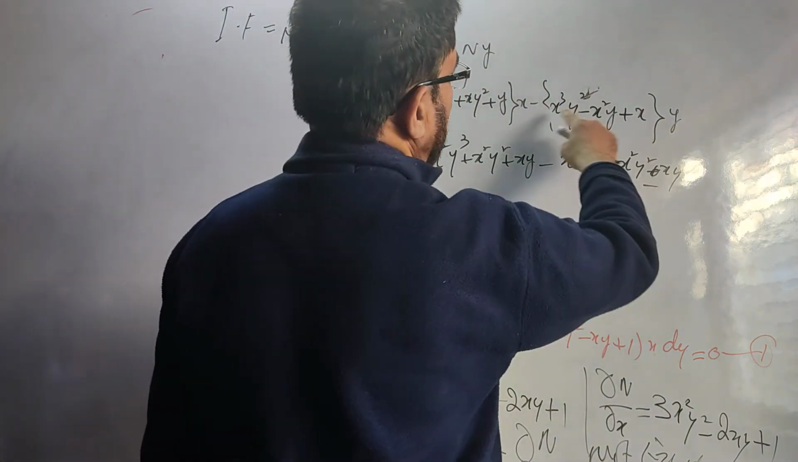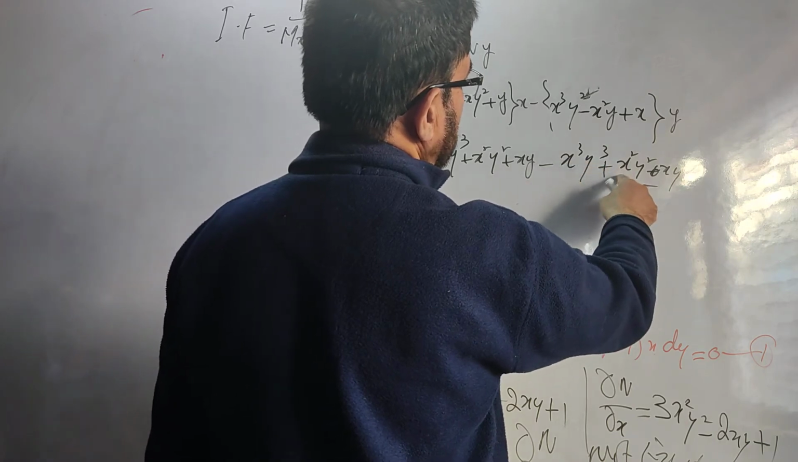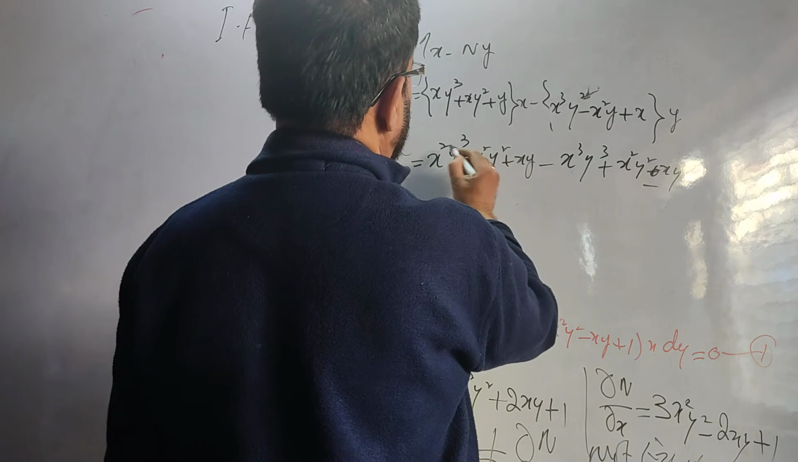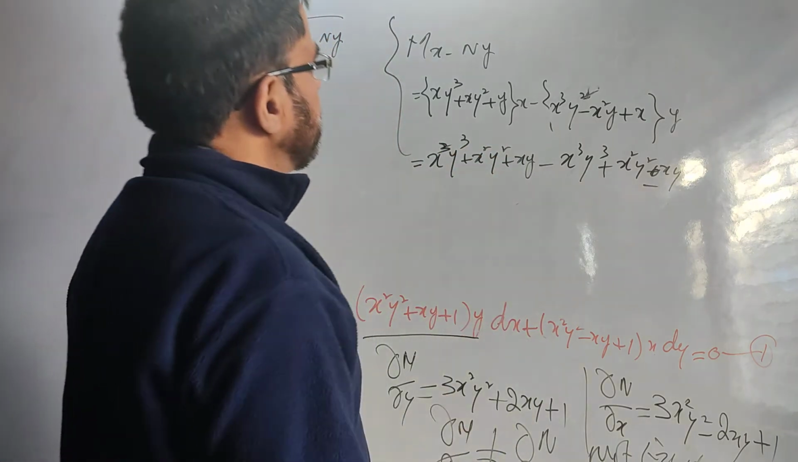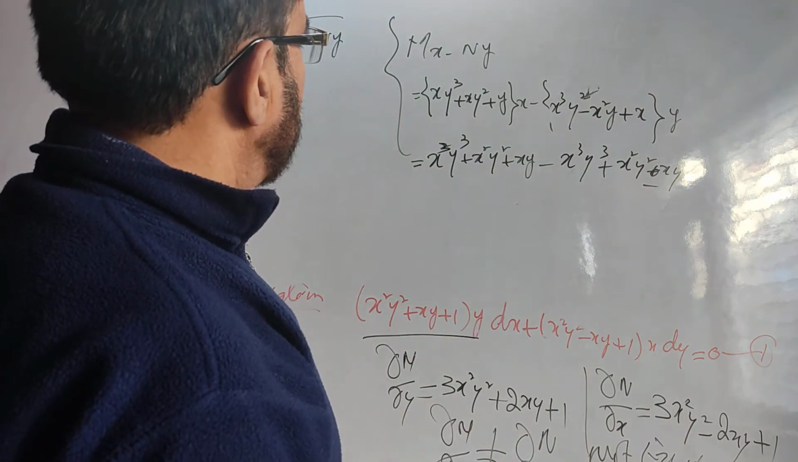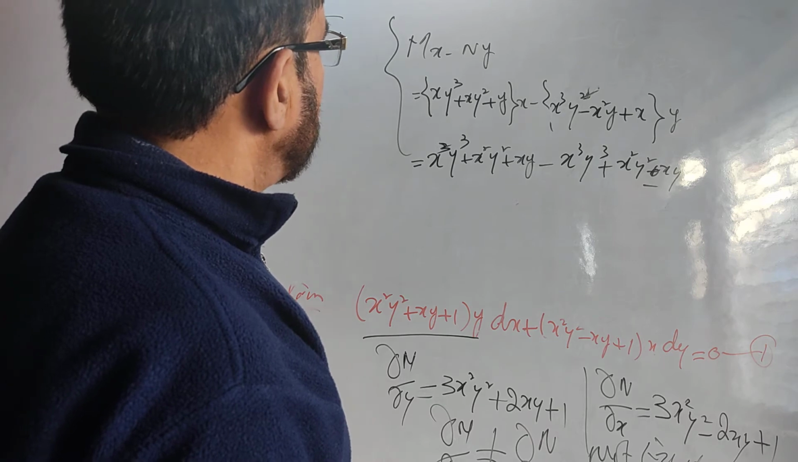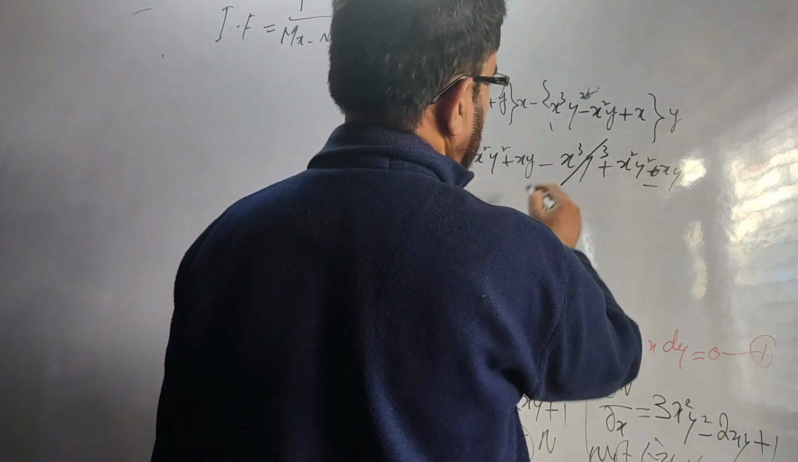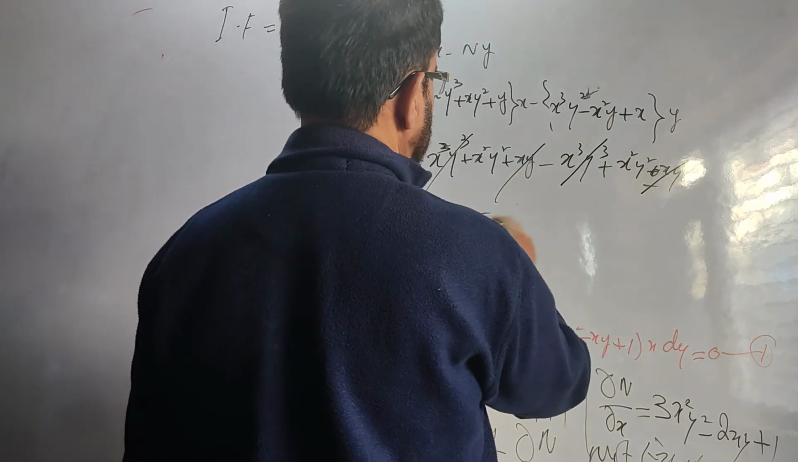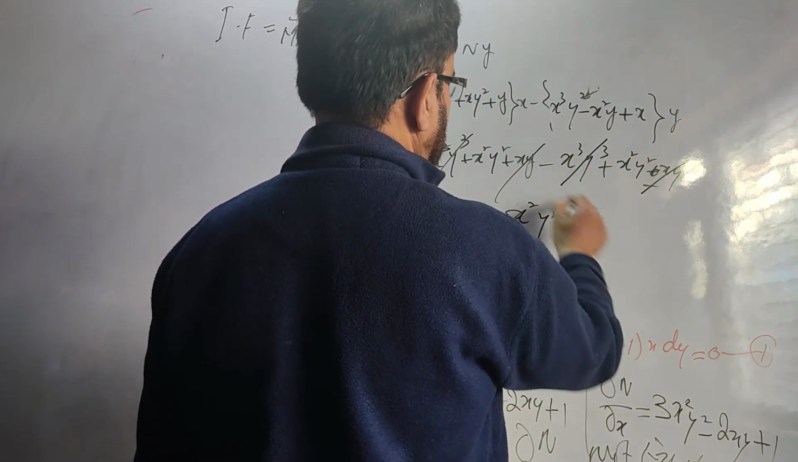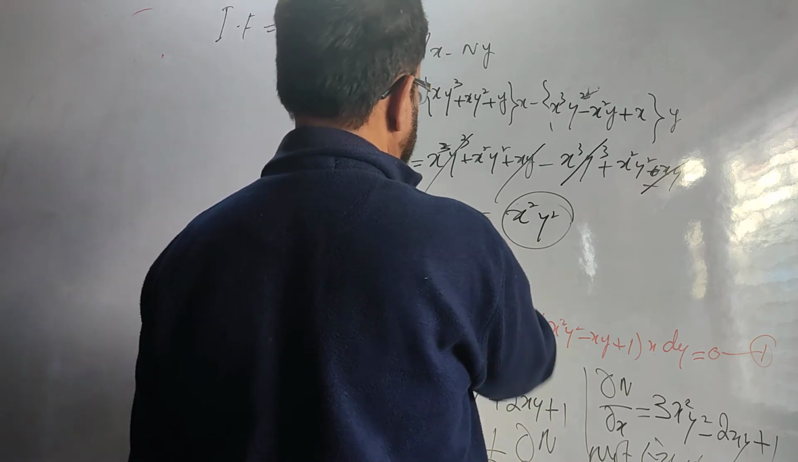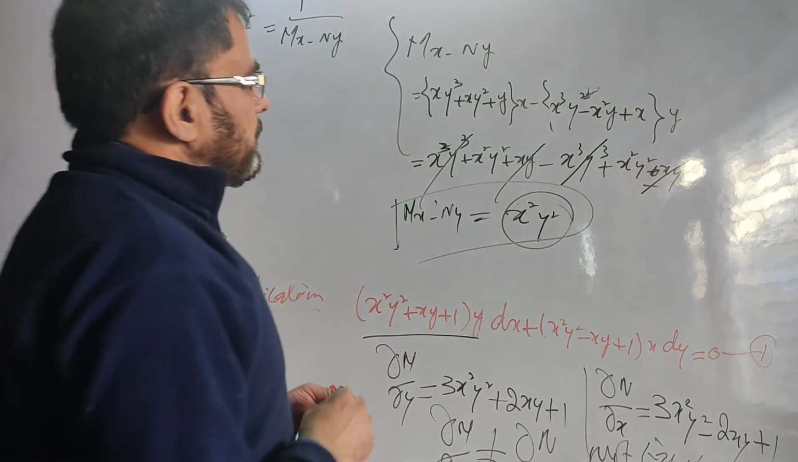Then we multiply by y. This becomes x cube y cube plus x square y square minus... This is x cube y cube plus x square y square plus xy. You see this and this goes, and you have this and this goes. It is x square y square. This is your mx minus ny.